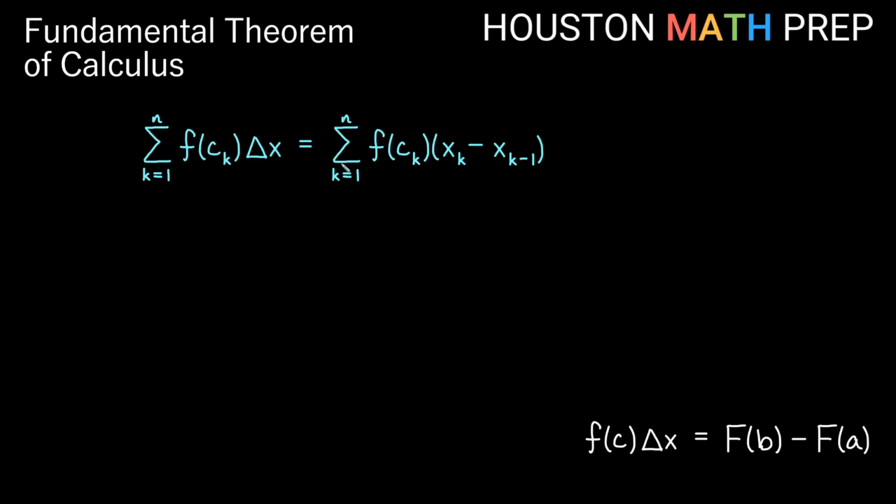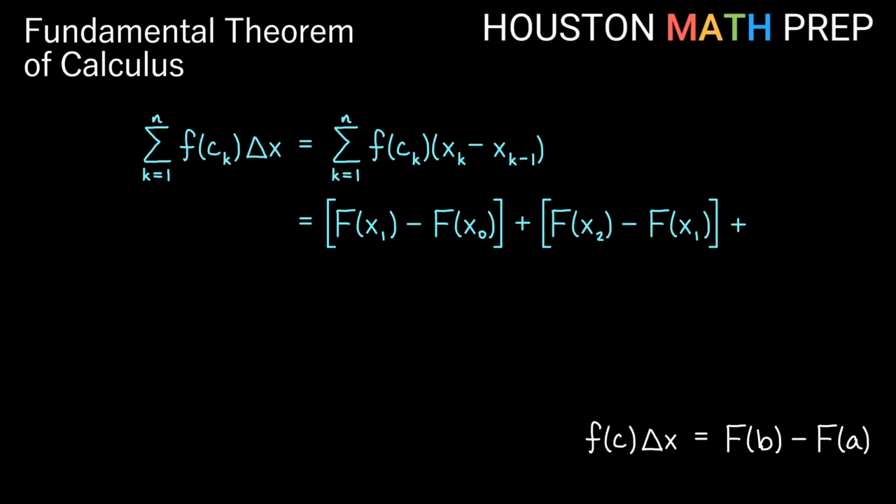And if we're using n rectangles here, let's go ahead and use this idea that f of c delta x is equal to capital F of b minus capital F of a. So if I start plugging in at 1 and I go to n, so think about plugging in 1 here, this would be x1 minus x0, and using this formula down here, that would give me capital F with x1 plugged in minus capital F with x0 plugged in. If I then plugged in k equals 2, I would get x2 minus x1, so we would get a similar expression, capital F of x2 minus capital F of x1. If we plugged in k equals 3, we would get the next one, etc.